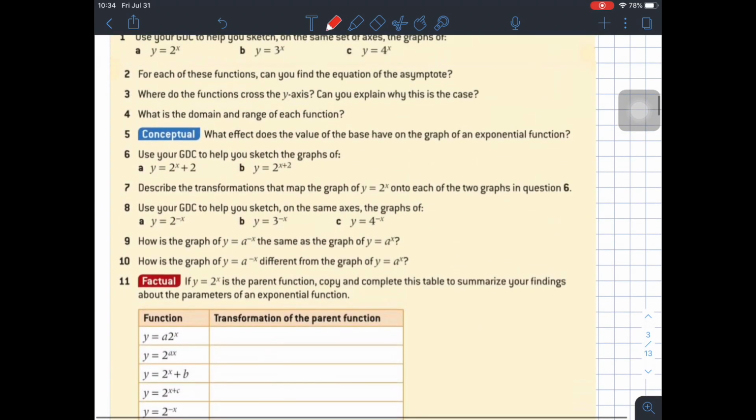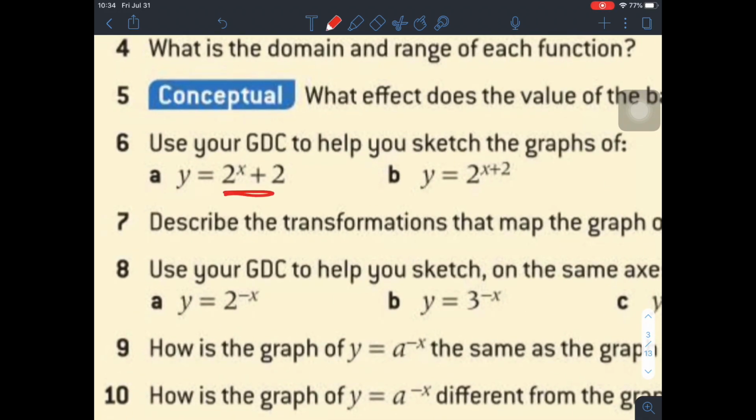Let's move on to number 6. It says, use your GDC to help you sketch the graphs of y equals 2 to the power of x plus 2 and y equals 2 to the power of (x plus 2). Okay, so if you remember, what type of transformation is this? Whenever it's not affecting the x, we're talking about a vertical translation, right? In this case, it's 2 units up because it's positive 2.